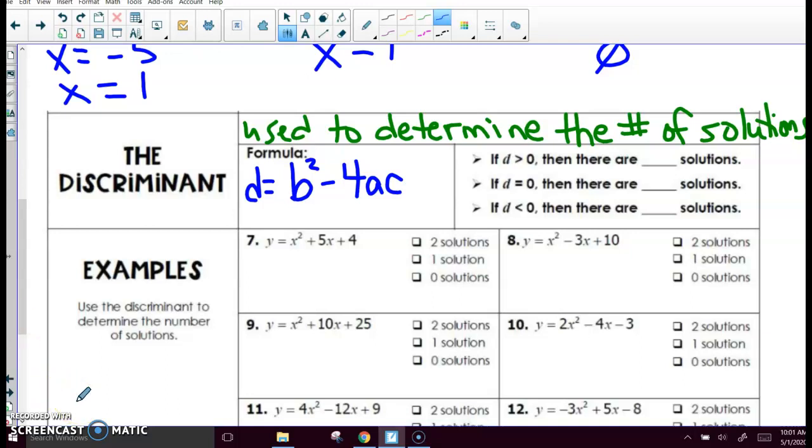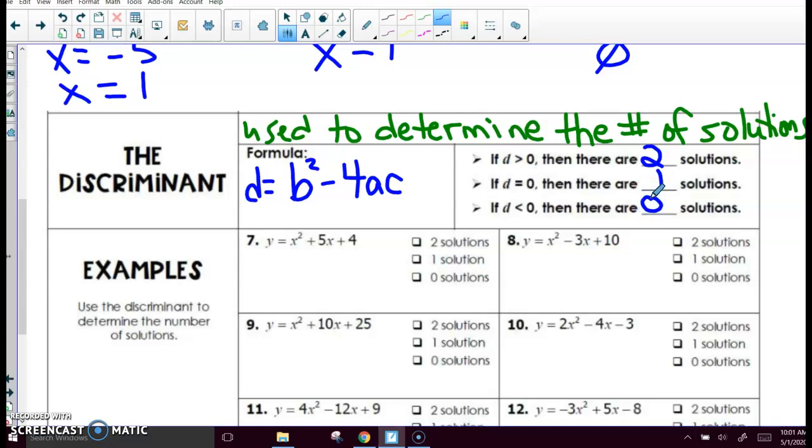If my d value is greater than 0, so if after I do the math I get a positive number, that means there are 2 solutions. If after I do the math I find that my d value is equal to 0, there is 1 solution. If my d value is less than 0, there are no solutions, 0 solutions.